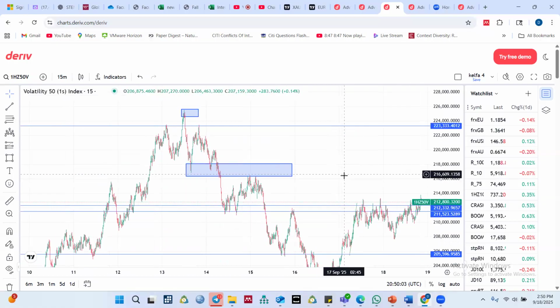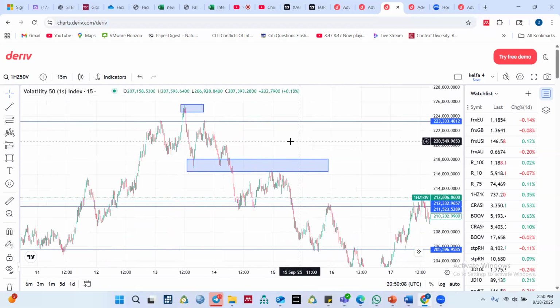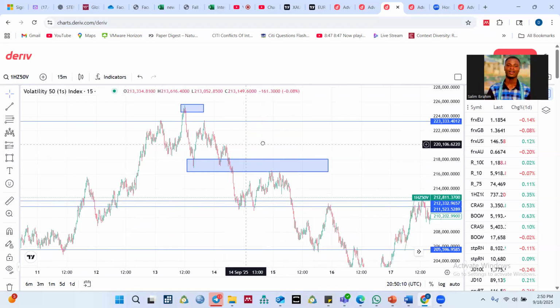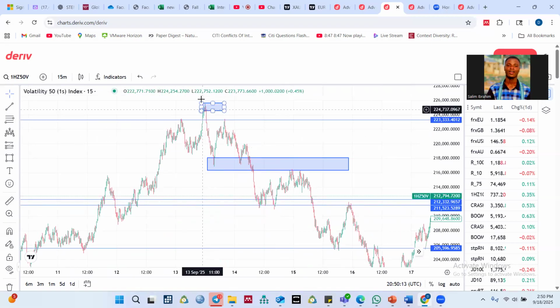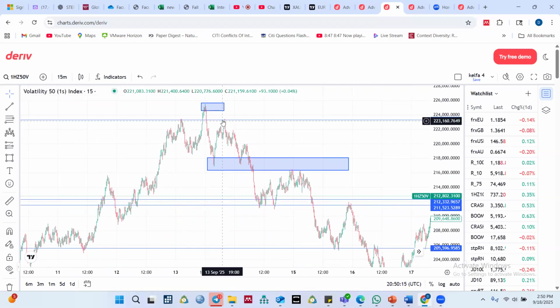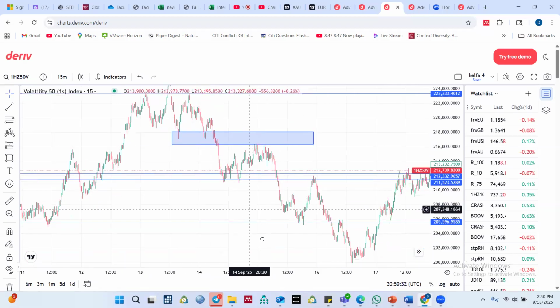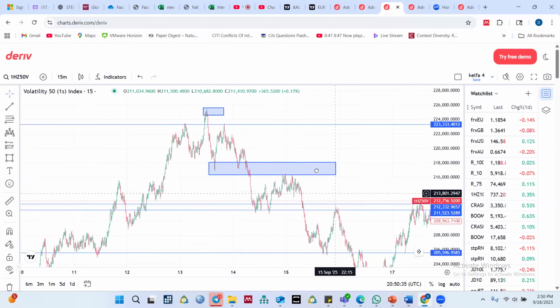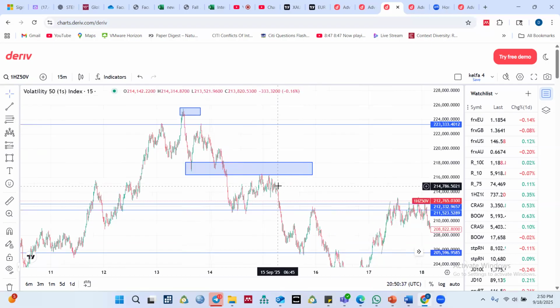According to ICT, is that one called a breaker block or a mitigation block? Breaker block, good. This one failed, so this could be mitigation. Maybe I've forgotten the difference, but price pushes down and breaks structure, or shifts structure to the downside here. A pullback to where the other block failed is a sell, and it happened. This is a typical ICT model. Do you get the point?